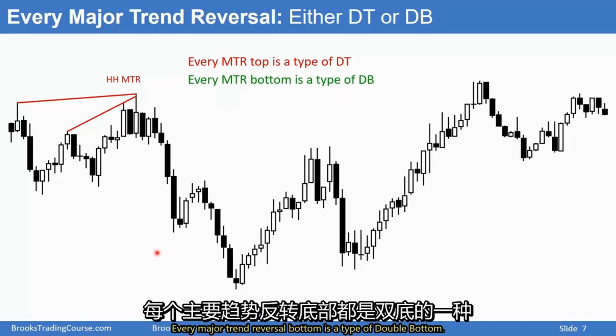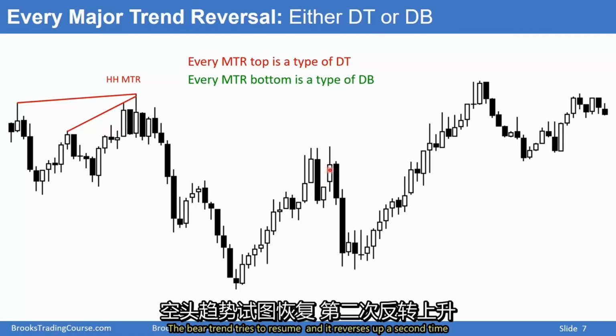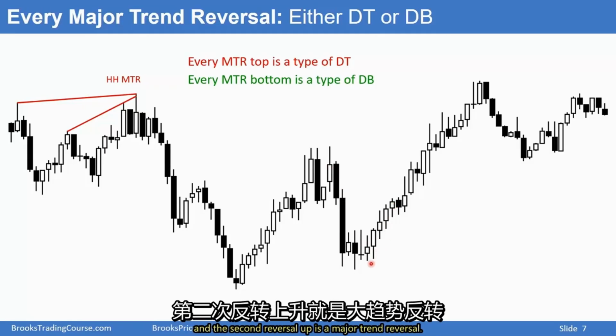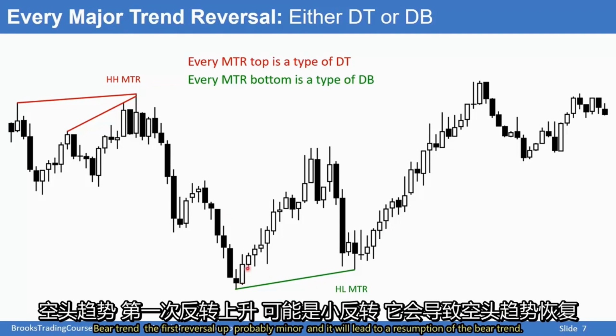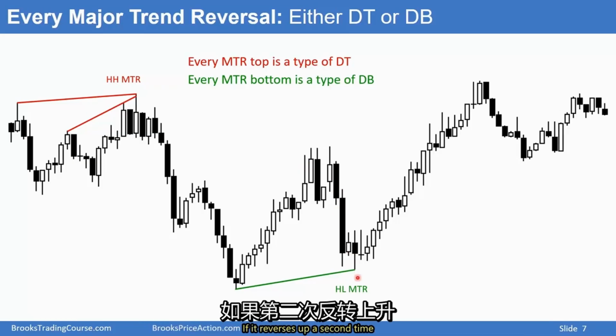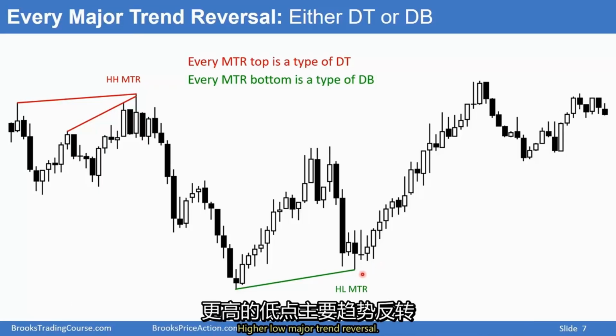Every major trend reversal bottom is a type of double bottom. The first reversal is a bear flag. The bear trend tries to resume, and it reverses up a second time, and the second reversal up is a major trend reversal. In a bear trend, the first reversal up is probably minor, and it will lead to a resumption of the bear trend. If it reverses up a second time, then traders will be thinking that the bears are failing twice. Maybe the market's going to reverse. Higher low major trend reversal.